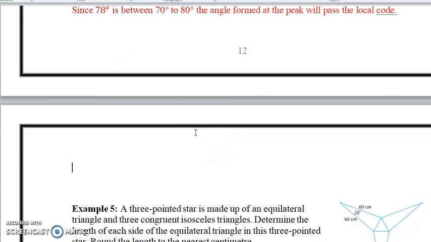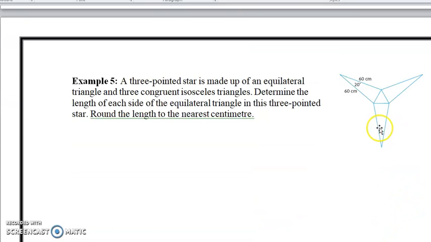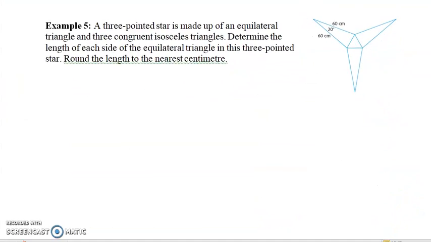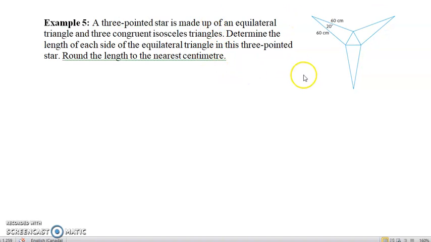We're going to do the final example, example number 5. Example number 5 says a 3-point star is made up of an equilateral triangle. So an equilateral triangle means all the sides are equal and all the angles are equal. All right. Determine the length of each side of the equilateral triangle in a 3-pointed star. So we're looking for the side length there, and obviously they're the same.